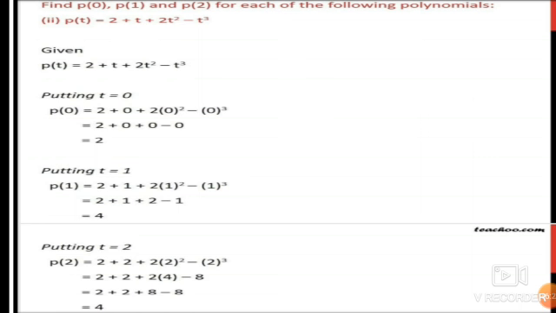Putting t = 2 is also the same. p(2) = 2 as it is, plus the t value 2, plus 2t², which is 2(2)², minus t³, which is 2³. So 2 + 2 + 2 into 4, that is 2 into 2 is 4, minus 2 cubed, which is 2 into 2 into 2, that is minus 8. Okay, next simplify all those things, and we get the final answer 4.